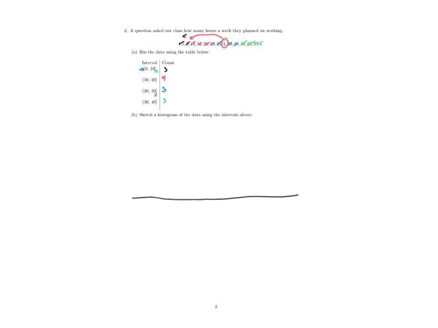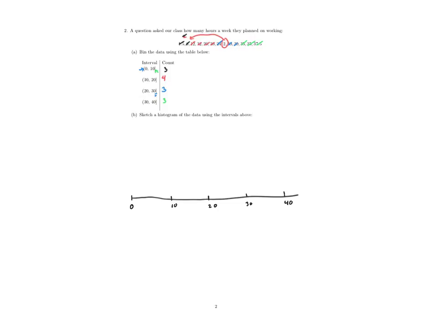I'm going to start my histogram at 0. So I'll come over here, we'll put 0 right here. And I'm counting by 10, so I'll go ahead and go 0, 10, 20, 30, and 40. I'm next going to go ahead and put my bars on there.